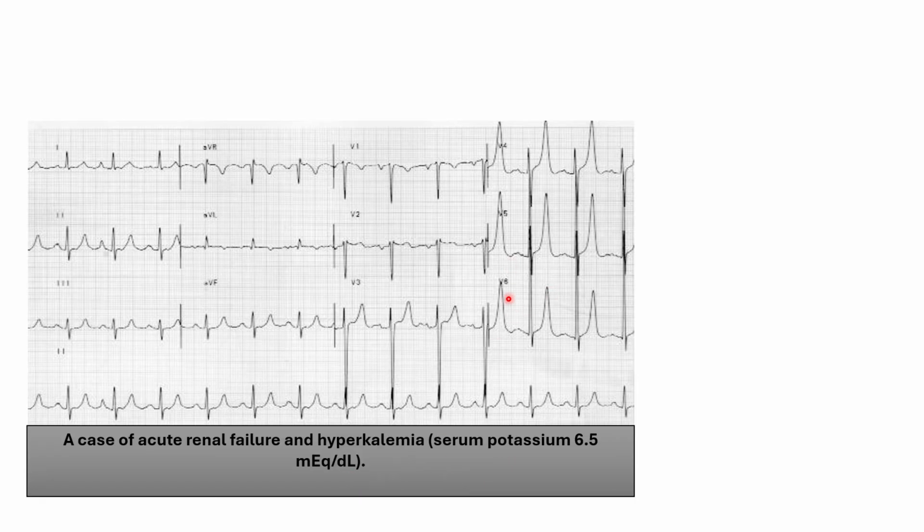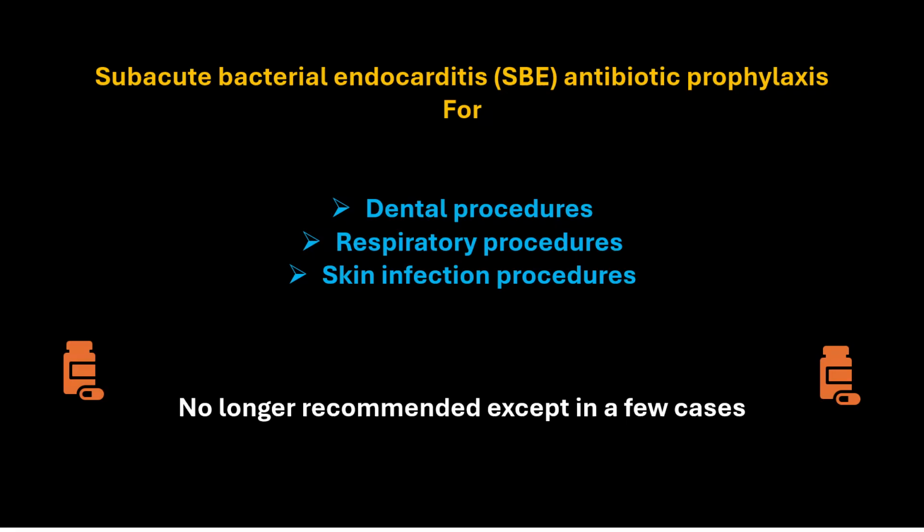This is a case of acute renal failure with hyperkalemia with serum potassium 6.5 mg per deciliter. Very important to know the changes in the T wave on the ECG with hyperkalemia depending on the level of the potassium. Like in this case, 6.5, as you see here in the precordial leads, the T wave is peaked and tall. But if the serum potassium goes higher than that, this can cause prolonged PR interval, decreased or disappearing P wave and wide QRS complex. Very important to keep in mind.